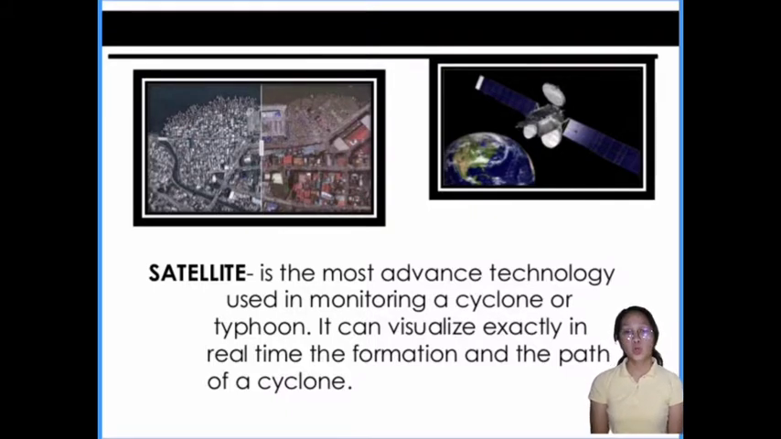Tools in tracking the storm. First is satellite. It is the most advanced technology used in monitoring a cyclone or typhoon. It can visualize exactly in real time the formation and the path of a cyclone.